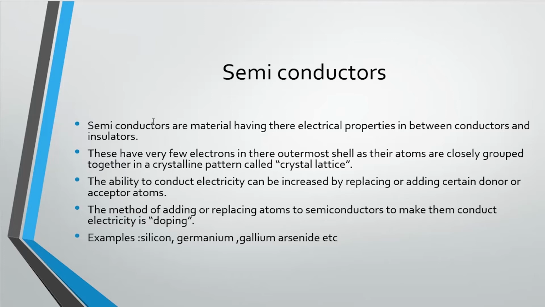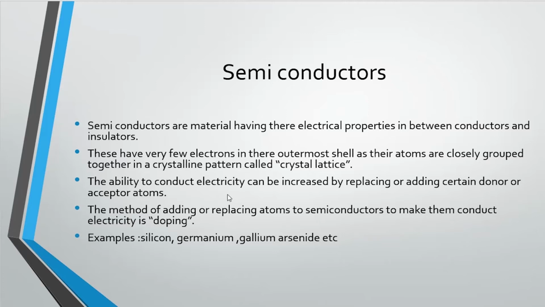Materials such as silicon, germanium, and gallium arsenide are some intrinsic materials. Intrinsic means these are pure materials consisting of only semiconductor property and nothing else. These are not very good conductors, nor are they very good insulators. They have very few electrons in their outermost shell, as their atoms are closely grouped together in a crystalline pattern called a crystal lattice. The ability to conduct electricity can be increased by replacing or adding certain donor or acceptor atoms.